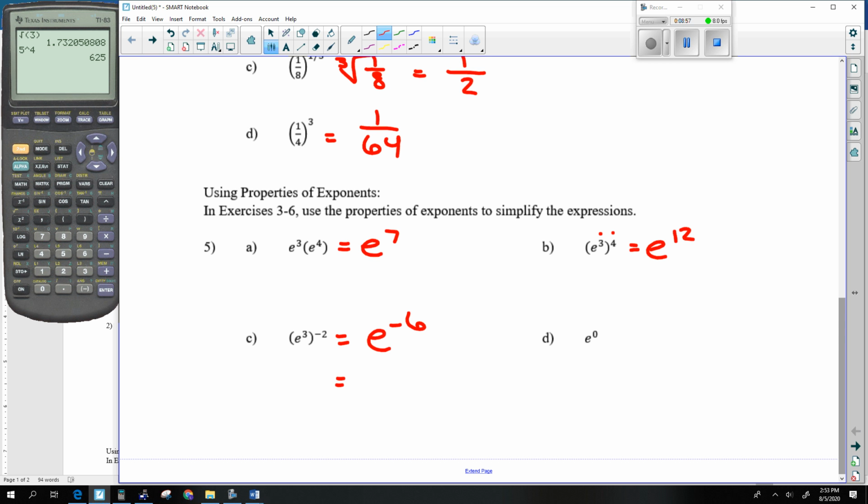Okay. Or I'm not sure exactly how they want it written. It's one or the other. Sometimes they don't like negative exponents. So it'd be, excuse me, as you were, it'd be e to the 6th on bottom. And then anything to the 0th power is equal to 1.